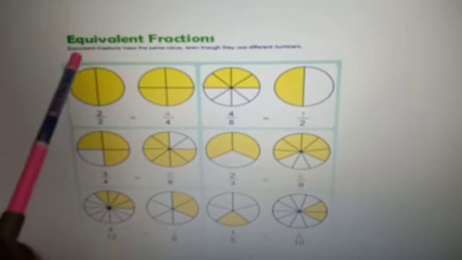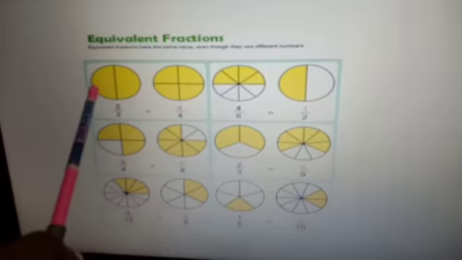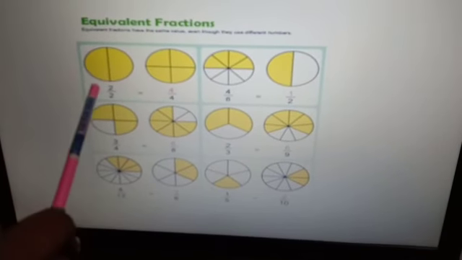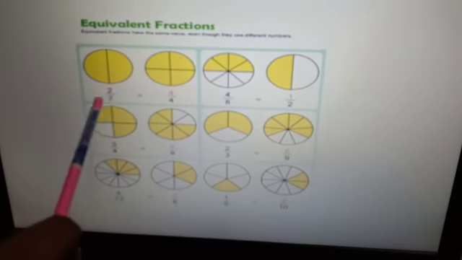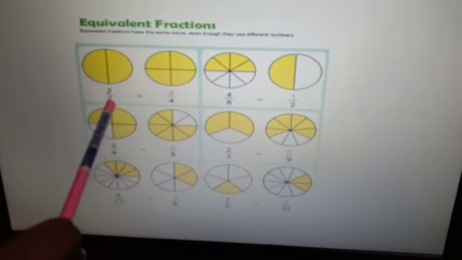Next, the fourth type is equivalent fractions. See, here, this picture we can represent as 2 by 2. Why? Total number of parts, 2. Total number of parts we should write in denominator.